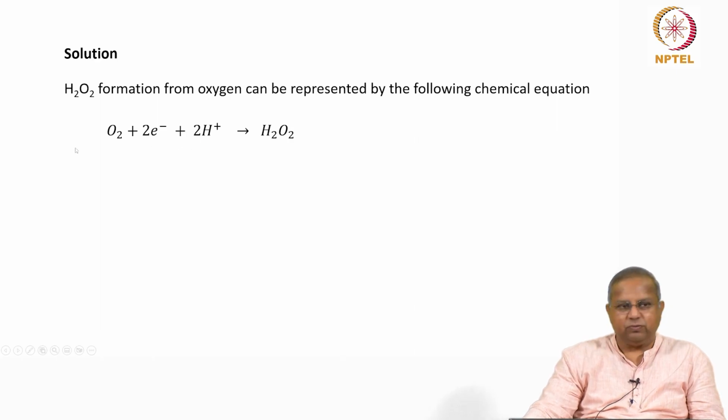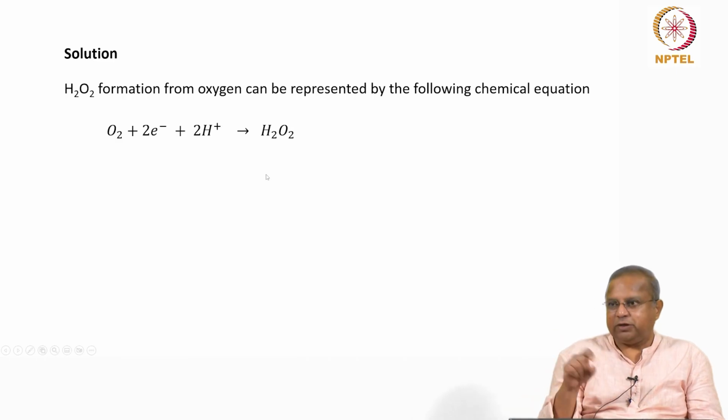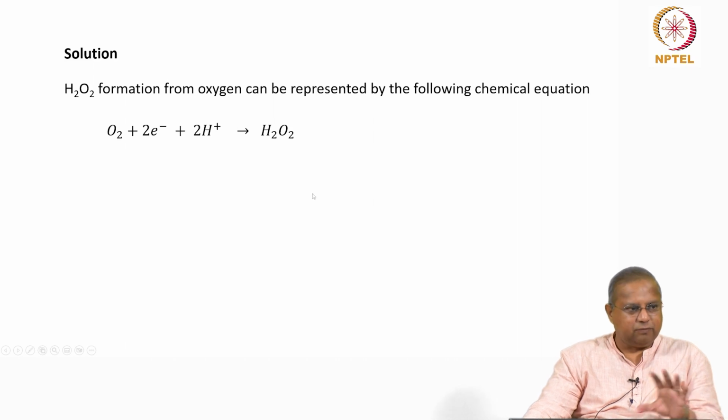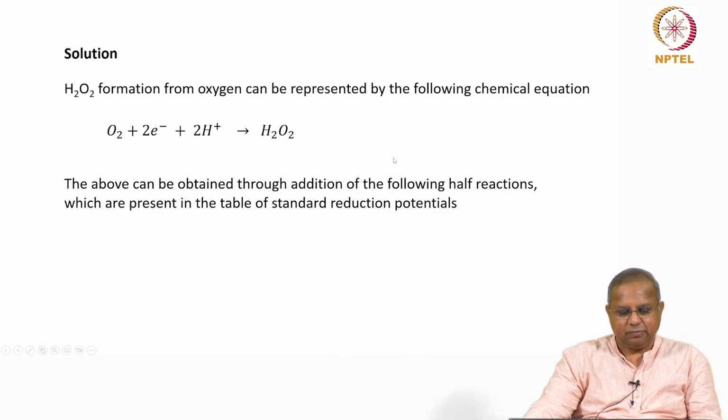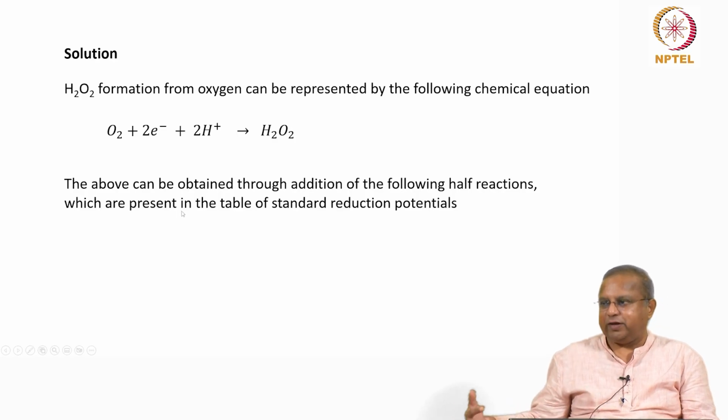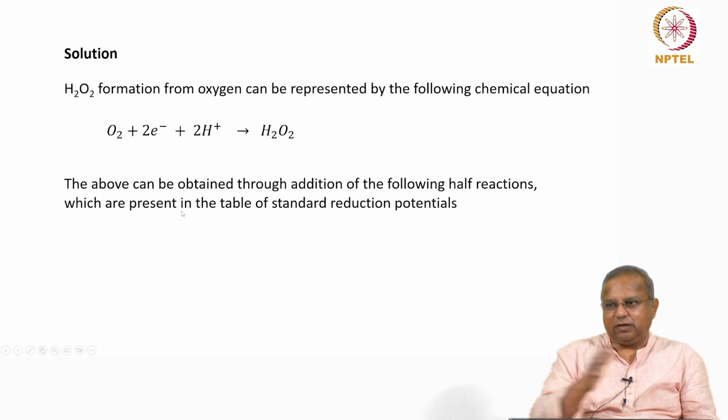Okay. So, whenever you analyze these things, make sure that you write the complete equations, including the electrons and hydrogen ions. This is important for many different systems, even when you do metabolic systems biology analysis. You need to make sure that all these are properly involved and charge balanced properly, and only then can you get appropriate analysis. The above can be obtained through addition of the following half reactions, because we have our data in terms of half reactions in our reduction table. That is what we need to match it with.